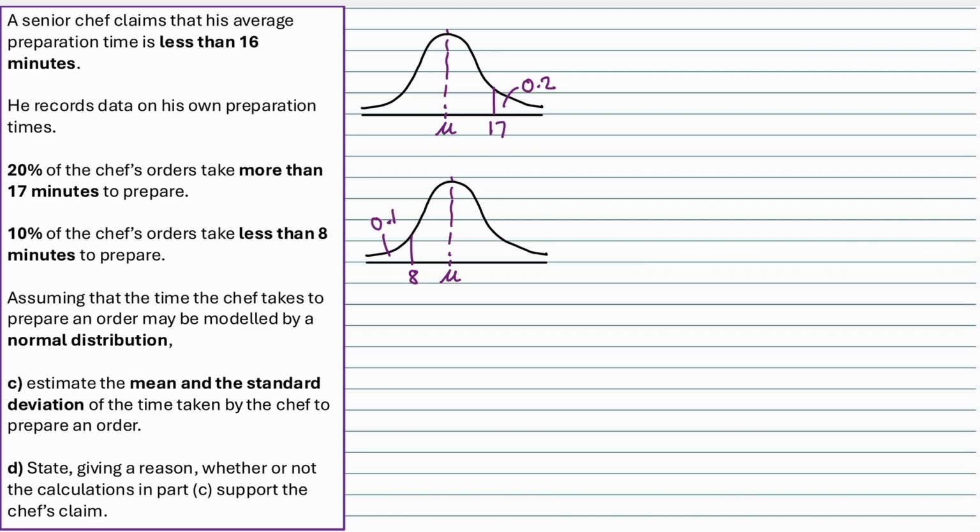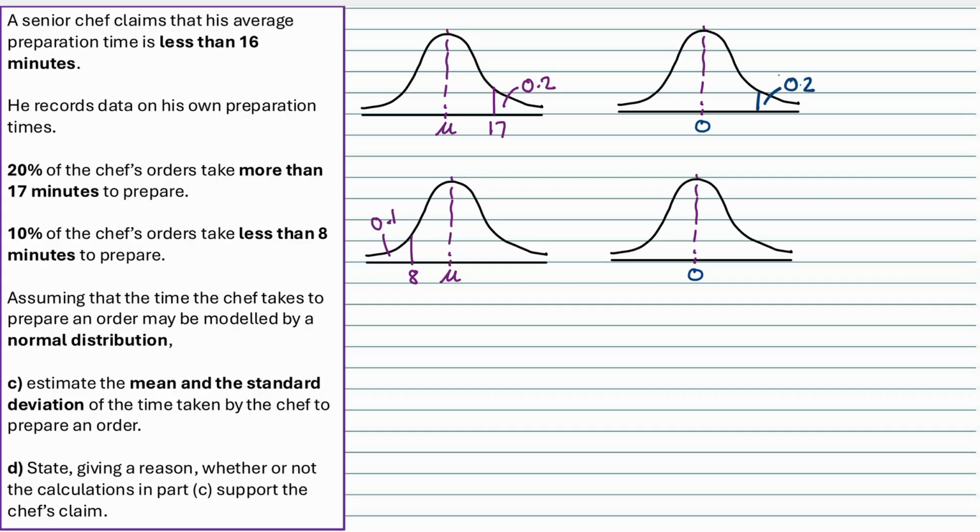Now to work out mu and the standard deviation, we need to use the standard normal distribution. So if I sketch these out separately, we know the area we're looking at is 20% or 0.2. So we need to work out this value of z. I'll call this z1. And then for the second one, we know the region underneath part of the curve is 0.1. And we need to work out this z. I'll call this z2.